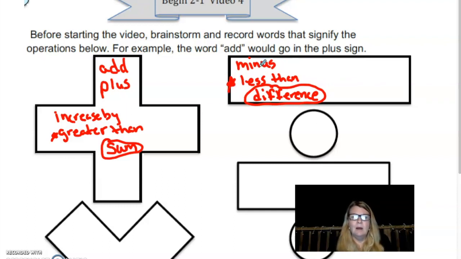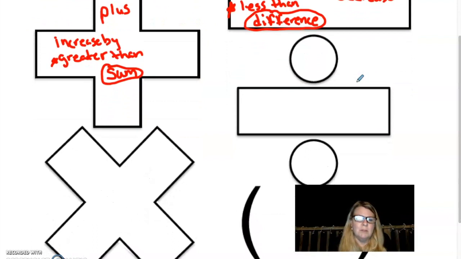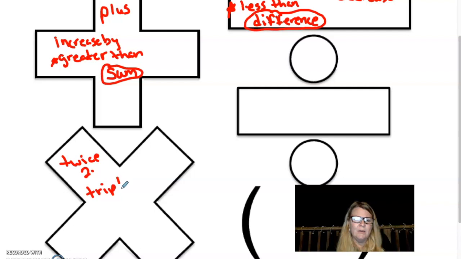If you're going to decrease something, that would be an indication of subtracting. And I'm sure in class we'll probably brainstorm and get lots of words there. And then if we're going to think about multiplying, like twice, that would mean that you're going to multiply by 2. If you did a triple, that would be multiplied by 3. You know, we could go on and on with those kinds of words.